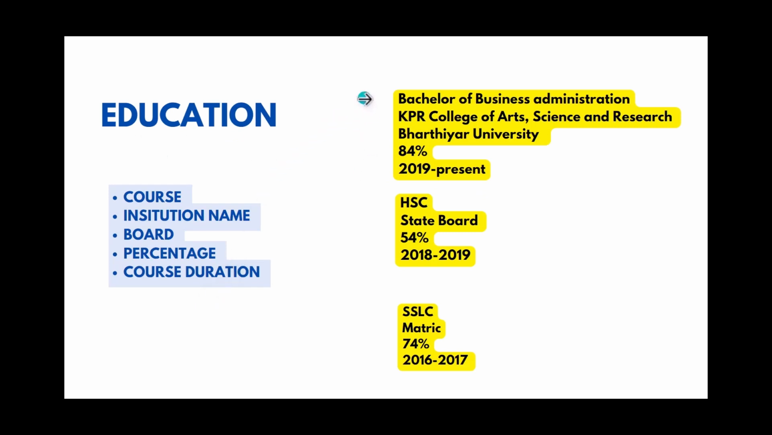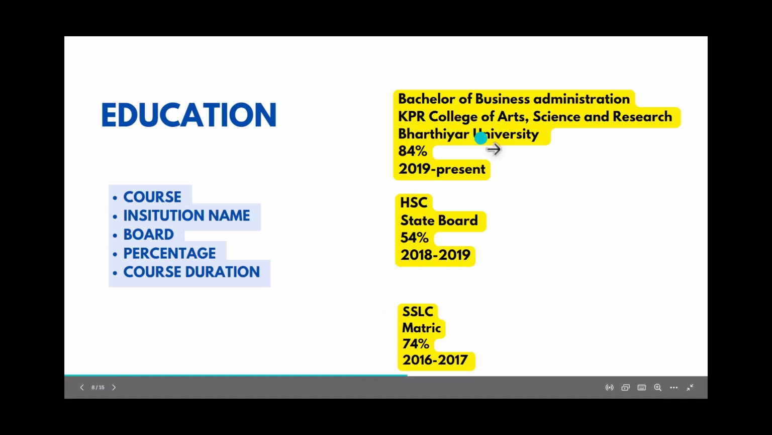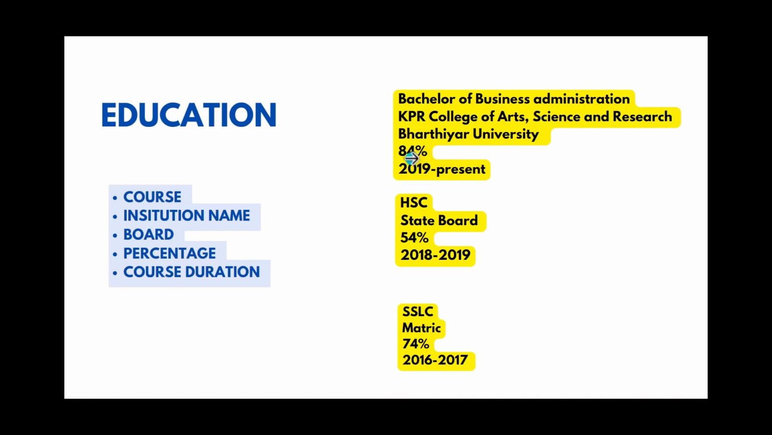Okay, so let us go for education. It should be in this order: first your college, then your 12th, and then your 10th. I've just mentioned some examples. You can add your college, your university, and if it is autonomous, you can mention autonomous, percentage, and year of passing. And this should be the format.